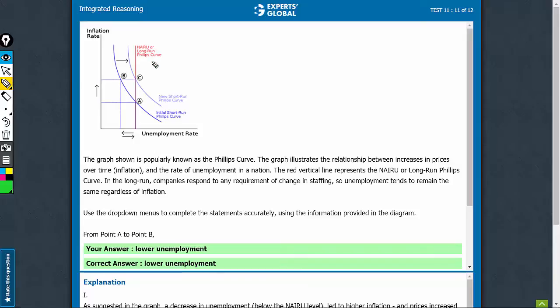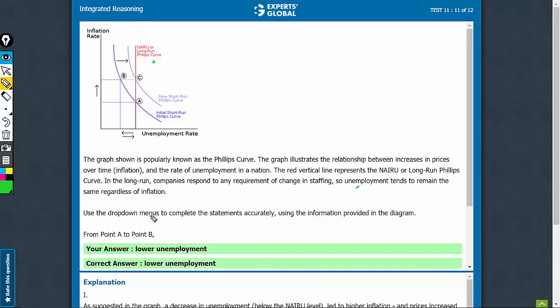This part, NAIRU or the long run Phillips curve, suggests the long run curve because in the longer run the level of unemployment remains the same. Because in an economy, good or bad, the companies would eventually respond to the situation and the unemployment levels would settle at a stable rate regardless of the inflation. That is the concept explained here.